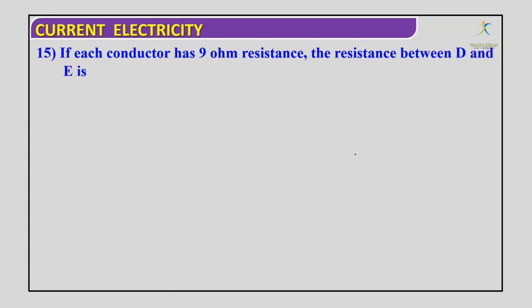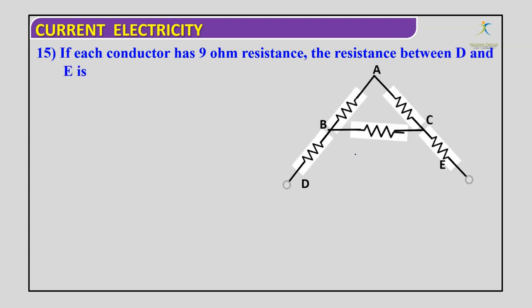Moving ahead with the next question. If each conductor has a 9 ohm resistance, the resistance between D and E is. We have this diagram, and the options are these. We just assume each has a resistance R, and in the final we will put the value of 9 ohm.